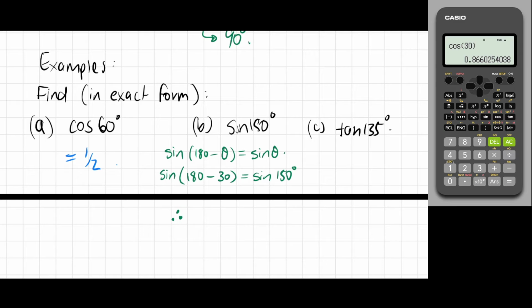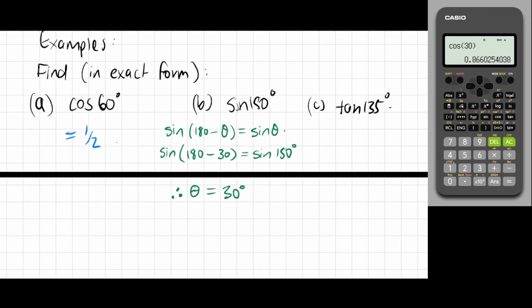So therefore, theta equals 30 degrees, okay? Because 180 minus 30 is equal to 150, okay? Because I need to work out 180 minus what got me that. Okay, so that's a supplementary angle.